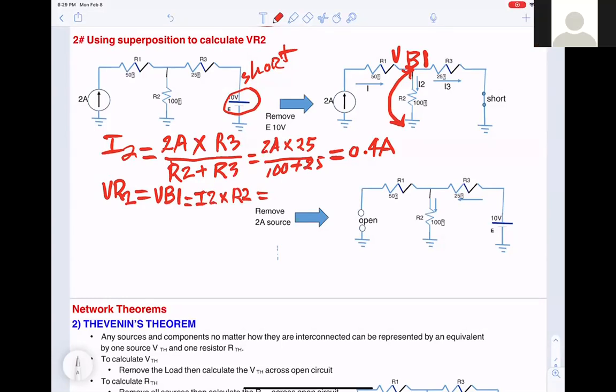But I don't think we need to do this. We just need to subtract I2 from 2 amps, then we have I3. Is it 40 volt? Yes. Okay. Now, this is VB1.